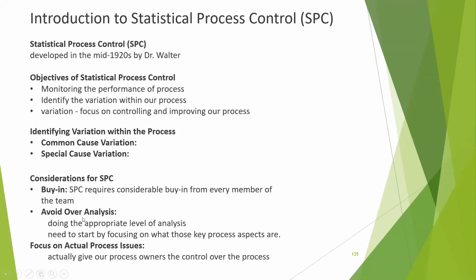Avoid over analysis. Do the appropriate level of analysis and start focusing on why those key process aspects are. For example, if your process is very fluctuating, that is common cause variation fluctuation, and you should not consider that as a special cause. You should know the difference between common cause and special cause, and focus on the actual process issues.